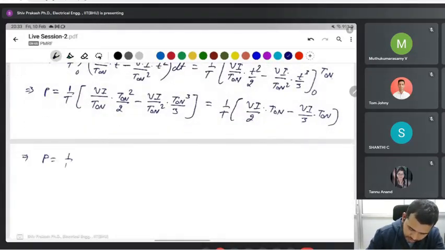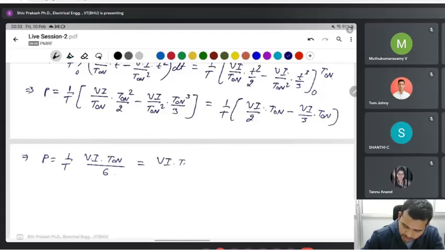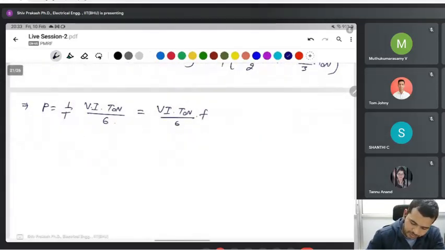Add this. Then you find V into I into T on divided by 6. You can also write it as V I into T on by 6 into F, putting the time period as frequency. This is the T on expression. Similarly, if you apply the expression for T off, then you find the fall time power is V I T off divided by 6 into F.